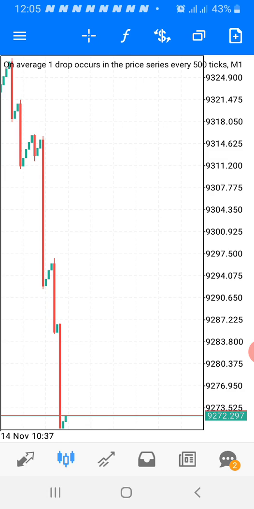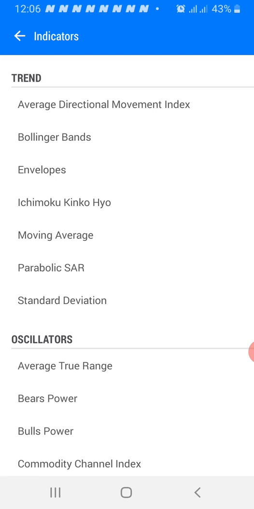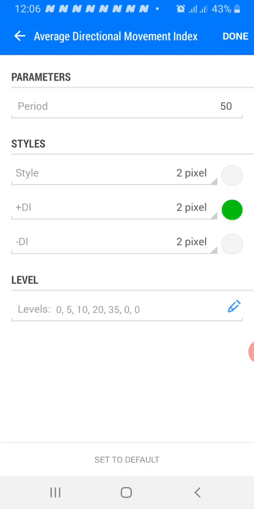Then what we need to do is you click on the indicator tab. The first indicator we'll be adding is the average directional movement index. The period is 50, and the style is 2 pixel. The plus DI is also 2 pixel, and you choose the color of your choice, but I'm using green. Then the minus DI is also 2 pixel. It should be the color of your screen, just like my MT5 is white, so I'm using white.